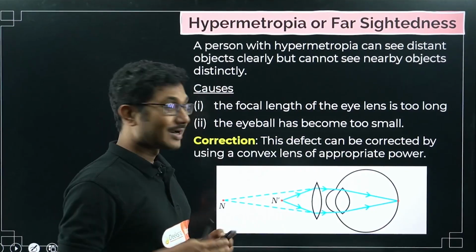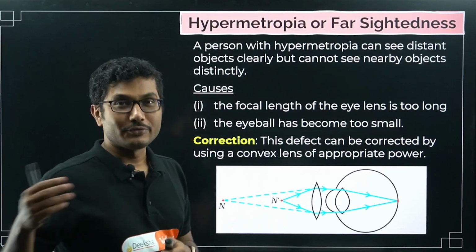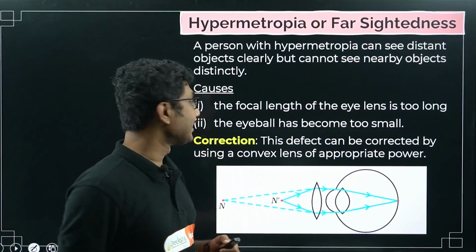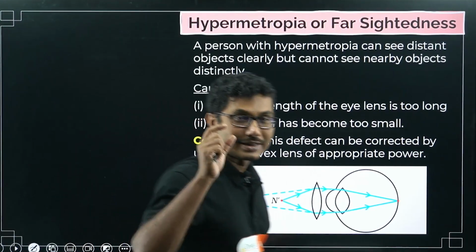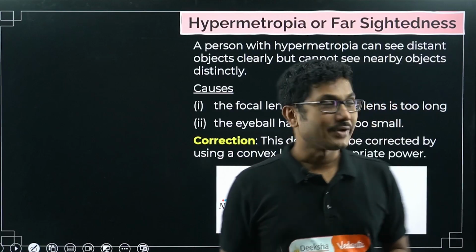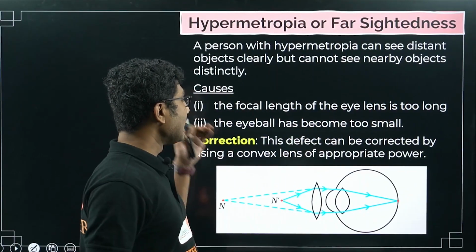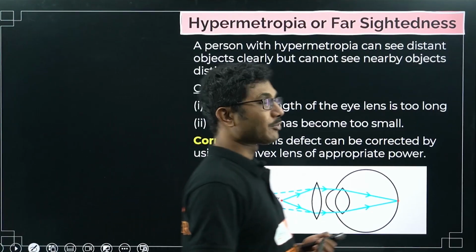So what are the reasons? Reason is the focal length of the eye lens is too long. Okay, the focal length is increased, right? So that is one reason. And the eyeball has become too small. The size of the eyeball is too small. That's why the eye is not able to see close by objects. This defect can be corrected by using a convex lens of appropriate power.